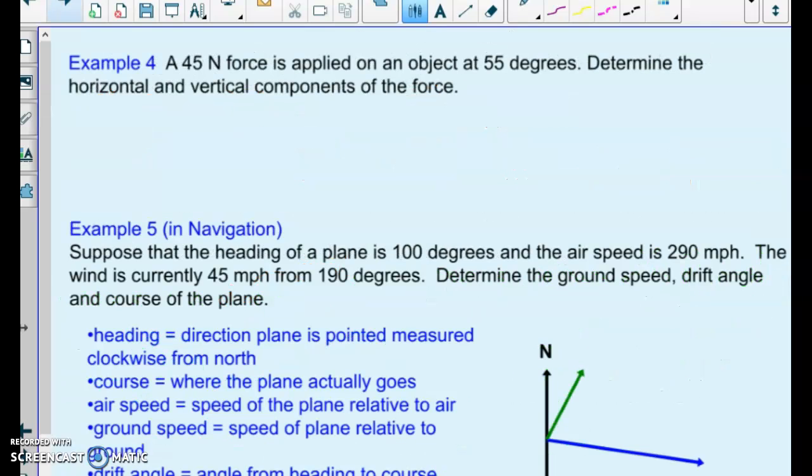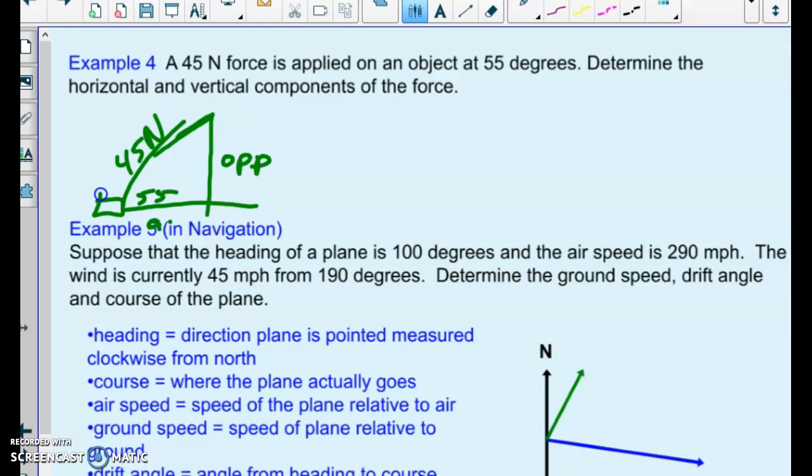There we go. Let's take a look at this example. A 45 newton force is applied to an object at 55 degrees. Determine the horizontal and vertical components of it. So here's what we got going on. Here's my box. I have this at 55 degrees from the horizontal. So there's a triangle that it makes. And we know that this is 45 newtons. And we know this is the opposite. We know this is the adjacent.